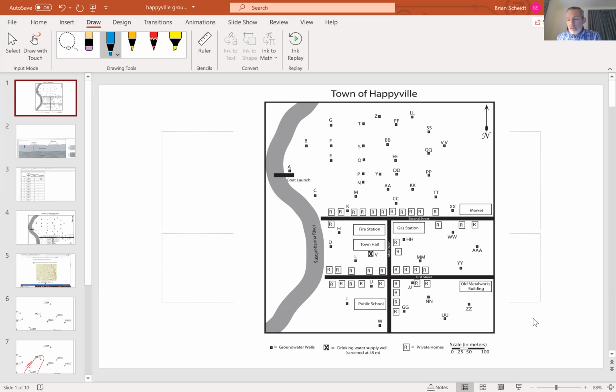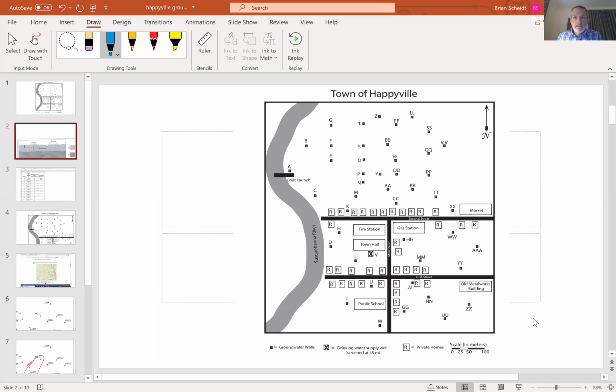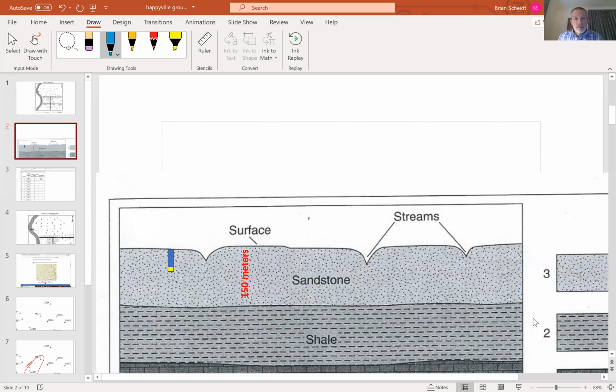Now, when we started looking at the information from this lab, it stated that the town of Happyville is underlain by 150 meters of sandstone. So that would look something like this, where we'd have the sandstone on top, 150 meters thick, approximately, and then underneath it is a layer of shale.